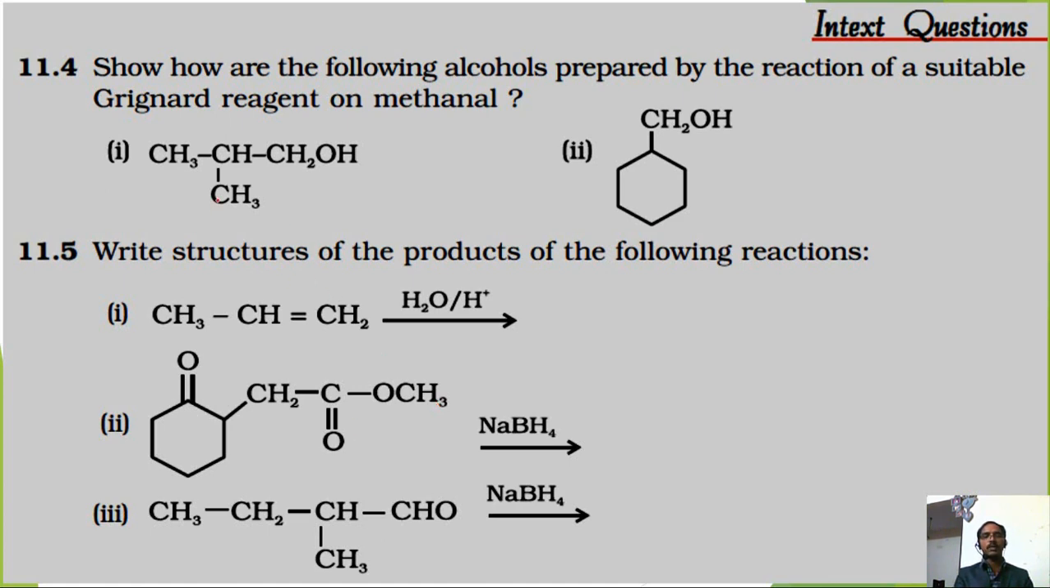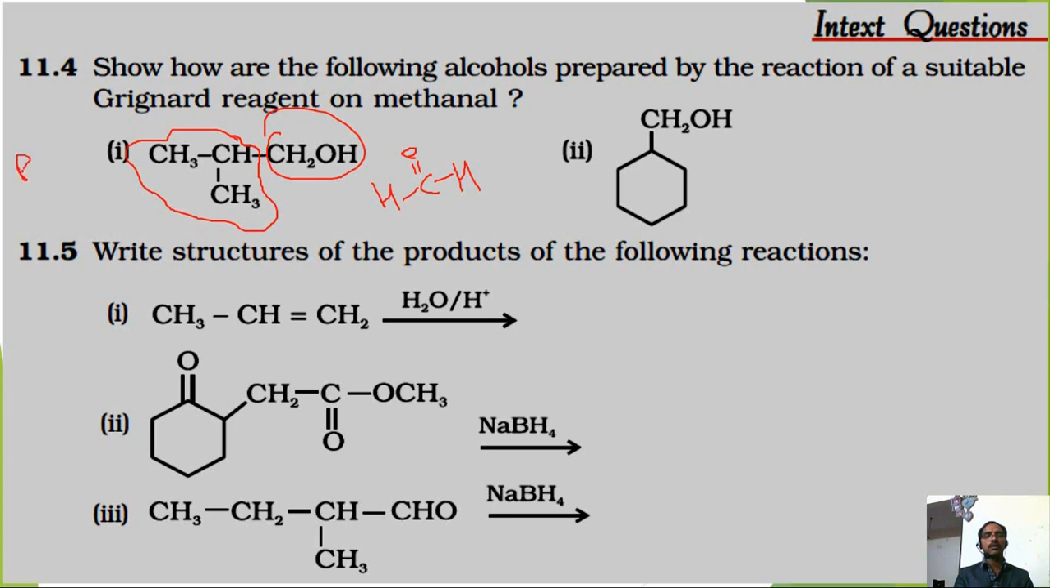So to prepare primary alcohol, we have to take formaldehyde, HCHO. Now the remaining part will come from the Grignard reagent. That means this remaining part will come from the Grignard reagent. What is the Grignard reagent?